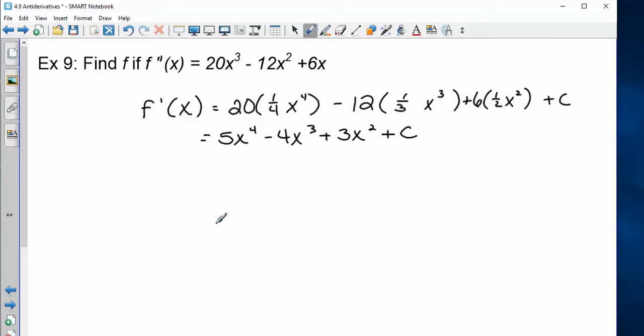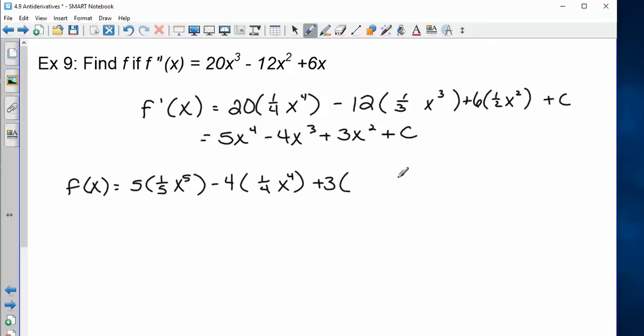Okay. I need the original, so we have to go backwards again. So the x to the fourth would need 1/5. Minus 4x cubed would be x to the fourth, so it needs a 1/4. X squared is x cubed, so it needs 1/3.